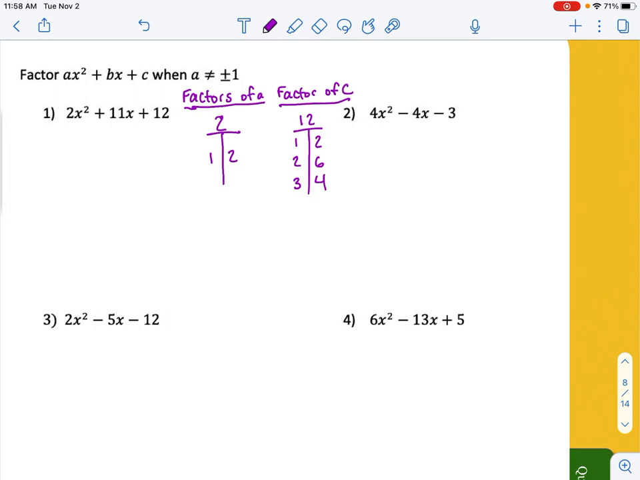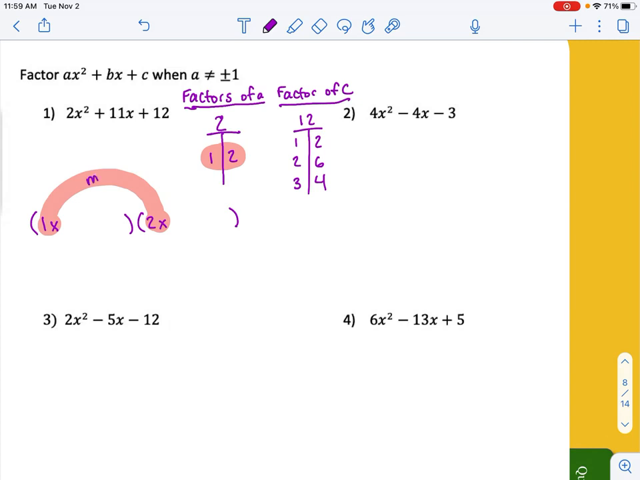So, if you notice, there is only one option for the factors of 2. So we still will end up getting something that looks like what we've had before. But now, instead of both of these being just x's, you get 1x and 2x. Now, this is because if you were to FOIL, you would end up getting your first term.